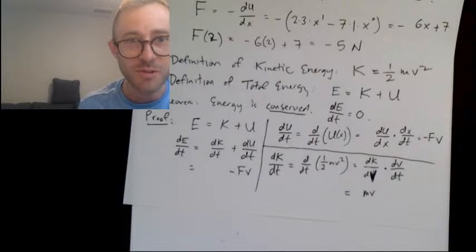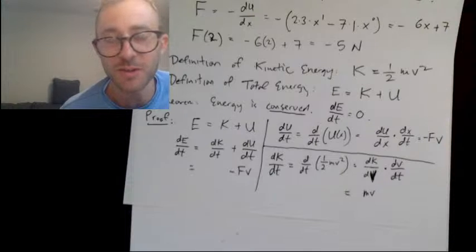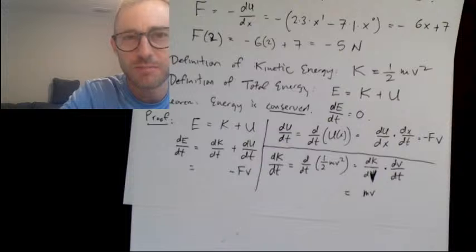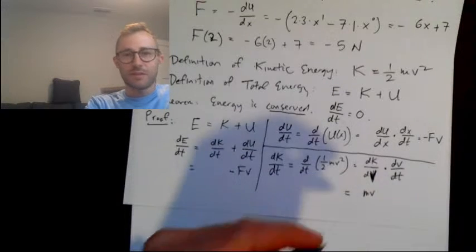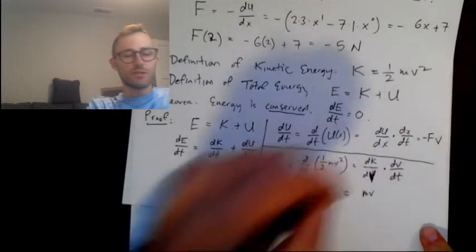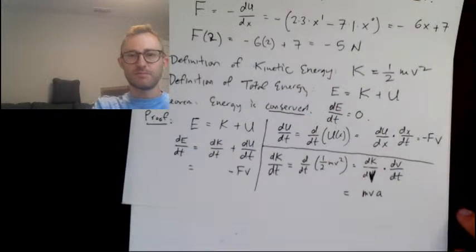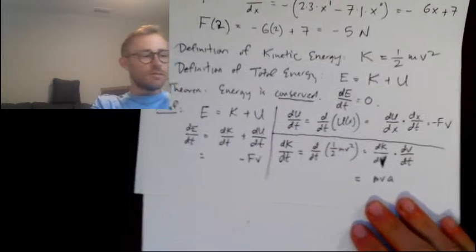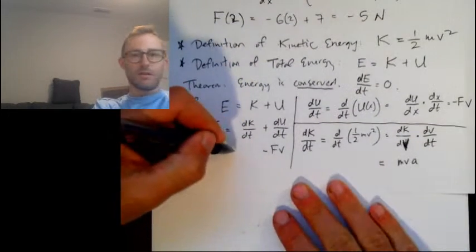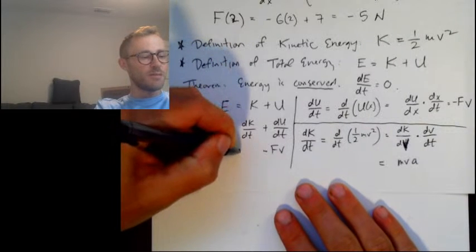Momentum is the derivative of the kinetic energy with respect to velocity. I wonder if some of you have noticed that before. That's not an accident. Times the derivative of velocity with respect to time, which is acceleration. So the derivative of kinetic energy with respect to time is mva.